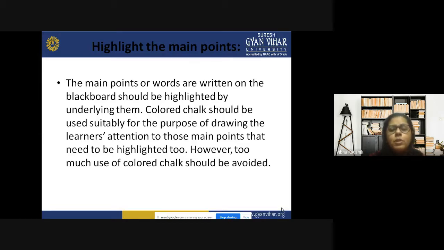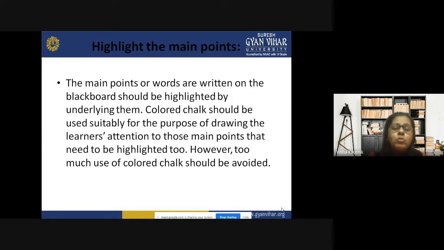Colored chalk should be used suitably for the purpose of drawing the learner's attention to the main points that need to be highlighted. The teacher can use colored chalk if he thinks these are the main points, and write those main points on the board with the help of the colored chalk. What will happen is that the use of colored chalk will draw the learner's attention to those main points that are to be highlighted.